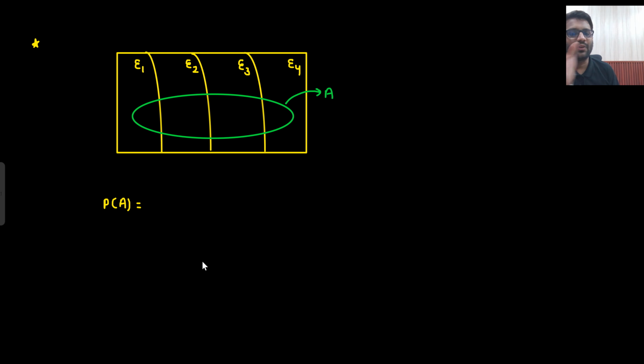Okay. Let's see a theorem. The name of the theorem is not important. So what is the condition here? Here there are 4 events: event E1, event E2, event E3, and event E4.